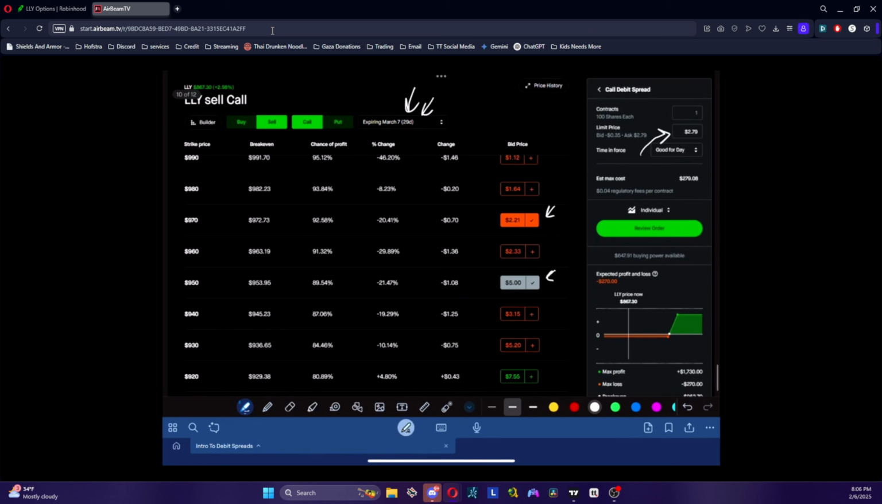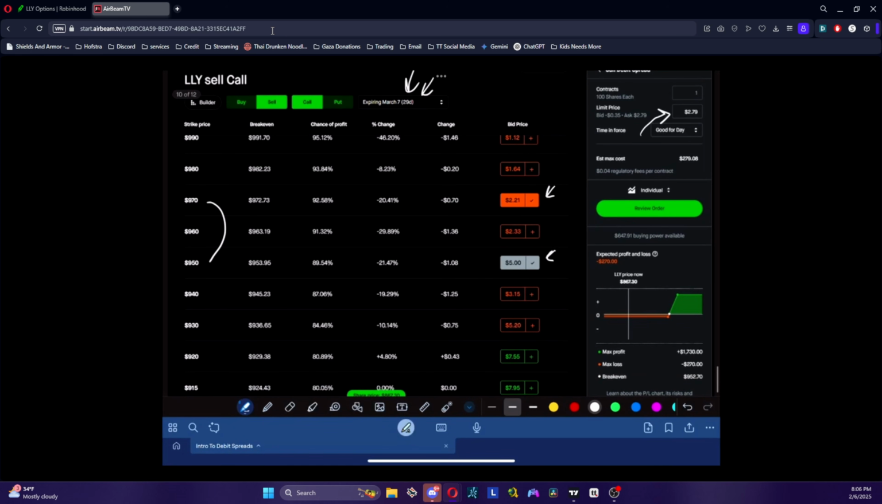And then the max loss, again, you could do it very quickly. The max loss is right here. You already know the math. I already talked about it. I don't want to bore you guys even more. So the max loss is $270, and the max profit, if you see right here, is $1,730.